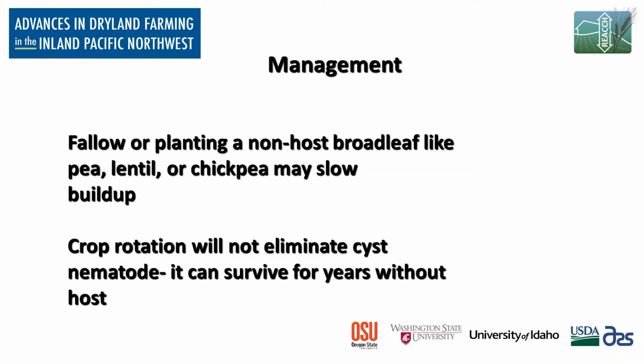Second thing is that probably our biggest cultural management technique is rotation. So remember I said that the cereal cyst nematode only attacks cereals, will not attack peas, lentils, or chickpeas. So if we plant a non-host crop every 3rd year, that will slow down the development of the nematode because there's basically 1 year where it has nothing to eat. However, it can still survive even that year of not having anything to eat. And that's because those cysts can survive in the soil for many years.